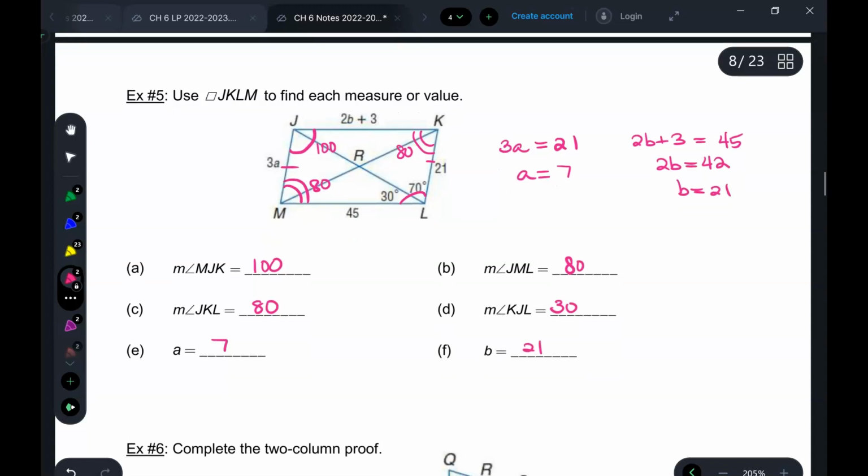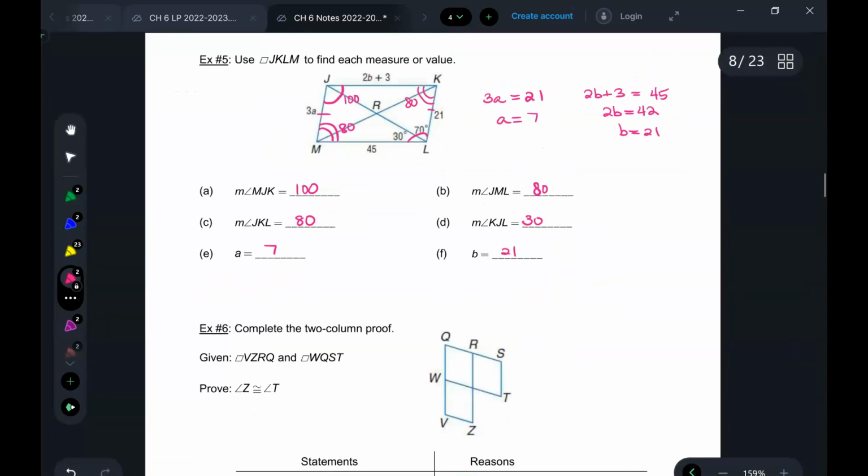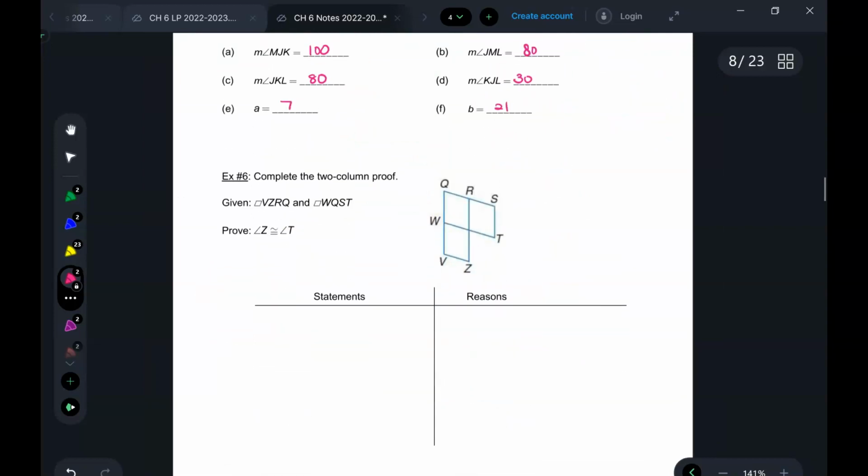Why are you writing down the side? Check. Okay, good. Last one.